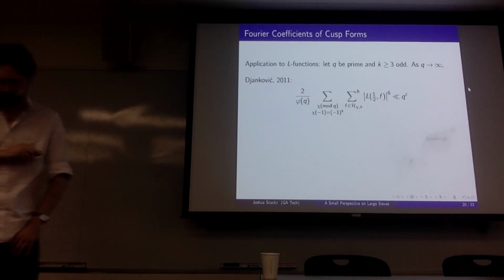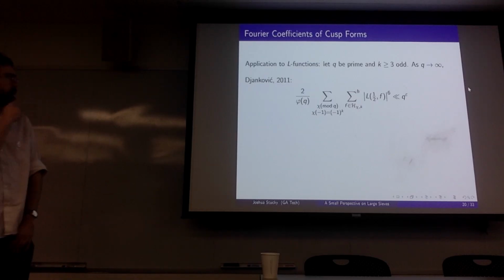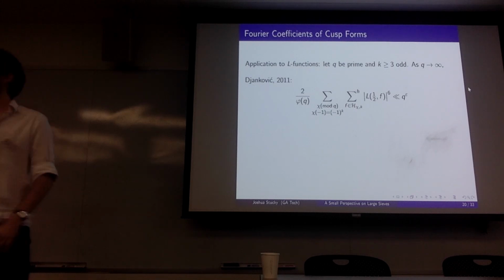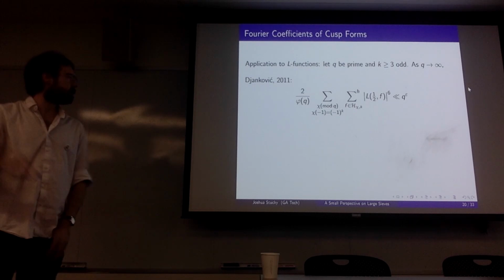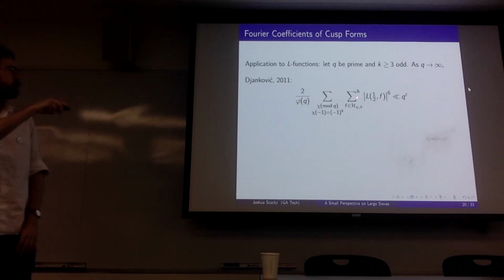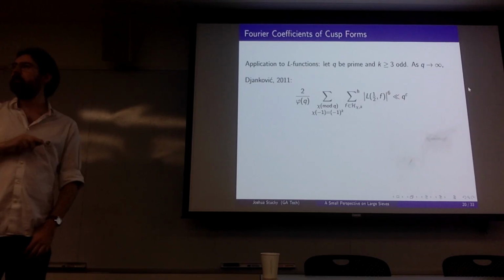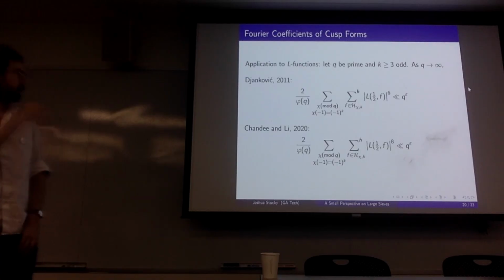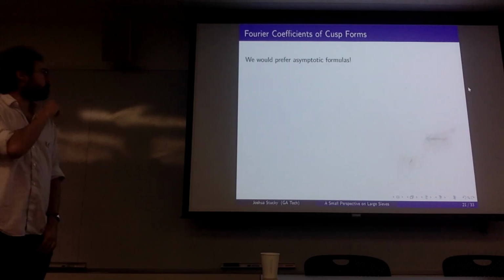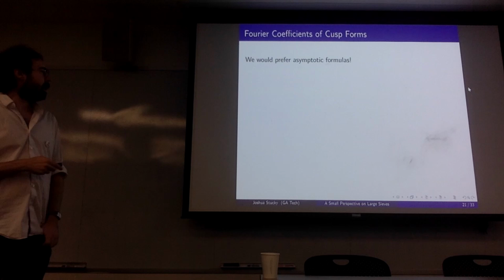Well, let me talk about how this manifests itself in application to some moments of L-functions. So let's pick k greater than or equal to 3. Let's send q to infinity. Let's just let it be a prime, by the way, to make our lives easy. Everything's a newform, and such. Jutila and Motohashi back in 2011 were able to show that the sixth moment of the L-functions attached to these forms obeys the conjectured upper bound up to a q to the epsilon term. And likewise, Chandee and Li in 2020 were able to do the same thing for the eighth moment, albeit it's much harder in that case. And we would prefer asymptotic formulas, though. Come on, that's what we would prefer.